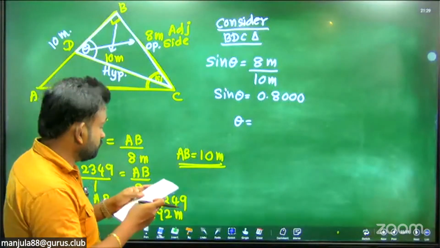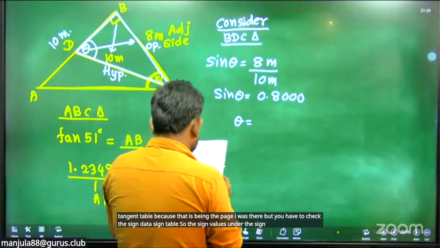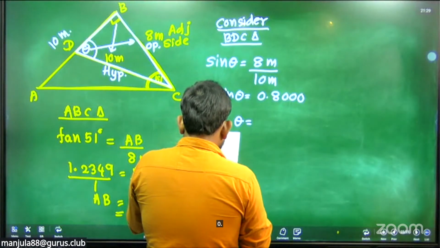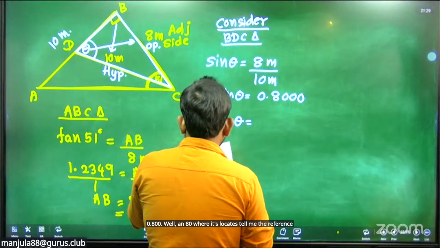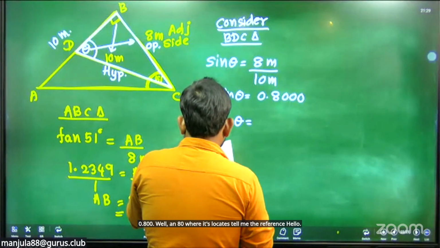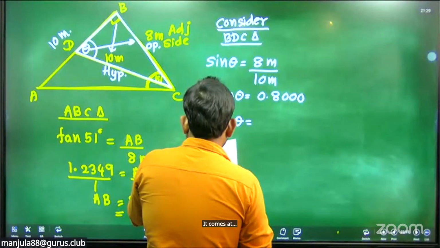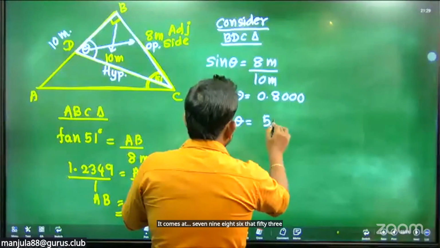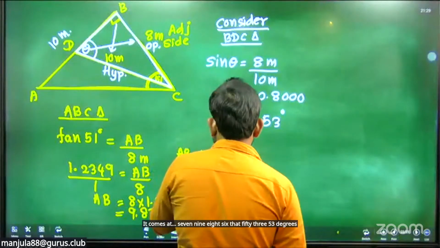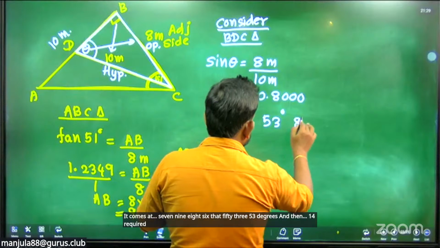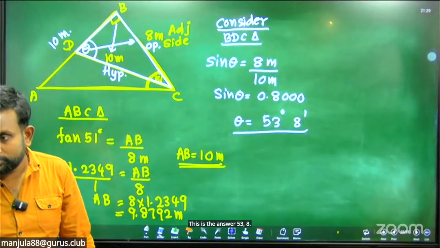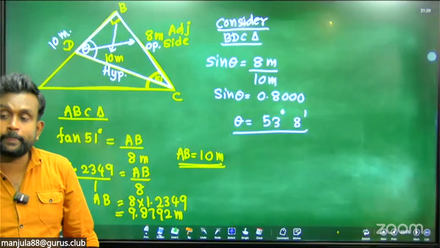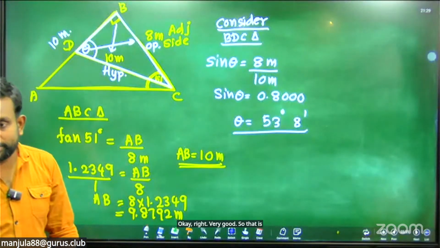So under the sine values, 0.8000, where is it located? Tell me the reference. It comes at 0.7986, that is 53 degrees, and then 14 required at 8. Is this the answer, 53.8? Got it? Okay, right. Very good. So that is fine. So you are okay with the first question.